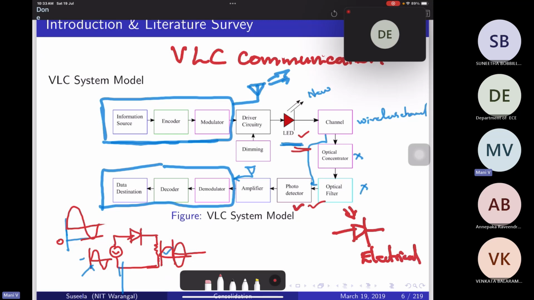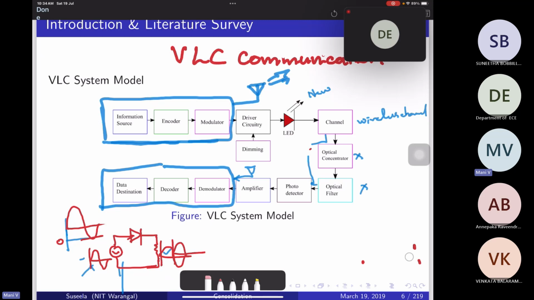Okay. So this electrical signal is received and demodulated, and we receive the signals in the form of speech. That is the same communication that we do in general processes. So the two devices we are using in this communication system are the LED and a photo detector, right?